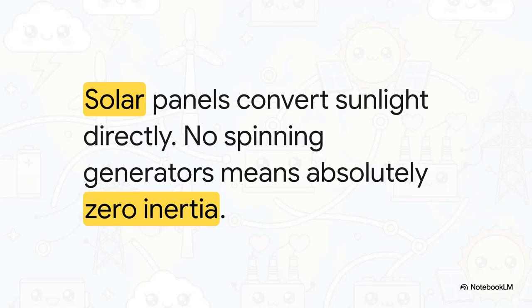But here is the modern grid paradox. Spain had recently tripled its solar power. Now, solar is fantastic, it's cheap, it's clean, but solar panels convert sunlight directly into electricity with zero moving parts. No spinning generators means absolutely zero inertia. So when those solar farms dropped offline, the grid just didn't have that mechanical safety net to catch the fall.